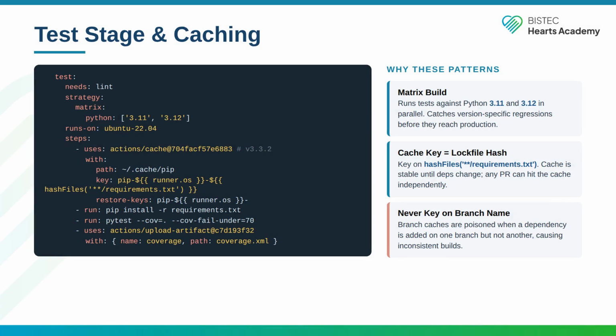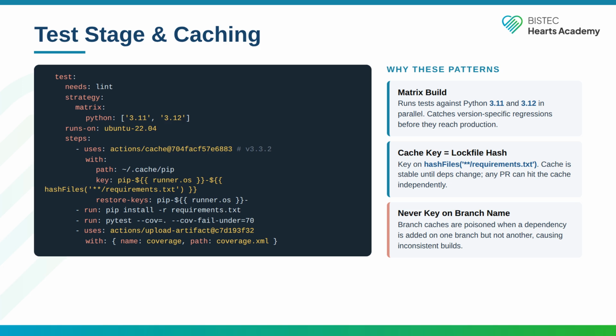The test job introduces 2 important patterns: matrix builds and dependency caching. The matrix strategy runs the tests against Python 3.11 and 3.12 in parallel. If a new Python release breaks something, you find out before deployment rather than after. The cache key is constructed from the operating system and the hash of the requirements file. This means changing requirements invalidates the cache, which is exactly the right behavior.